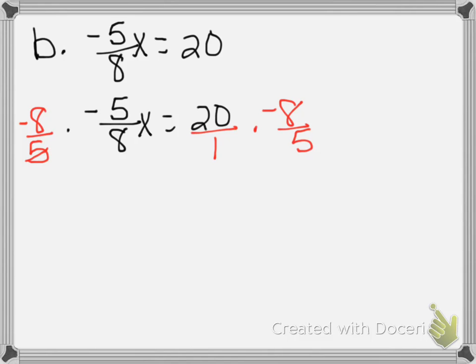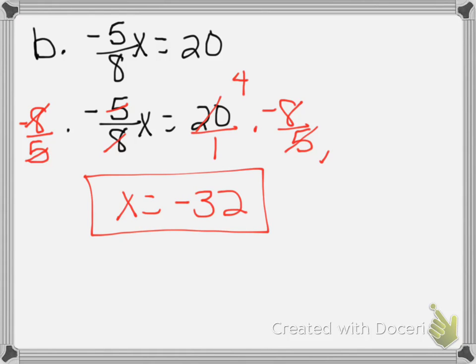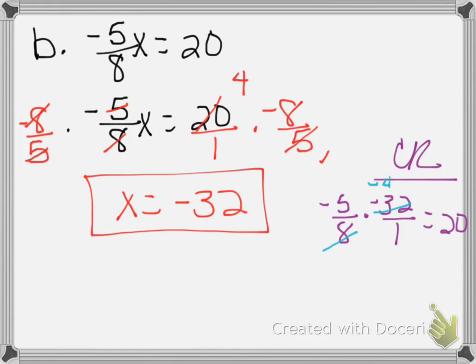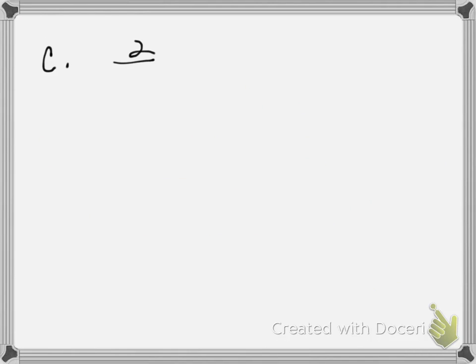And then you're going to cross reduce. On the left side, the 5's go away, and the negatives go away, and the 8's go away. So you get x. On the right side, you're going to cross reduce. 5 goes into 5 one time. 5 goes into 20 four times. Multiply, and you get negative 32. Technically, it's negative 32 over 1, but when you have a denominator of 1, you don't need to write it. To check, you just plug in negative 32 where you see x. Left side equals the right side, so it checks. Now you try to do example C.